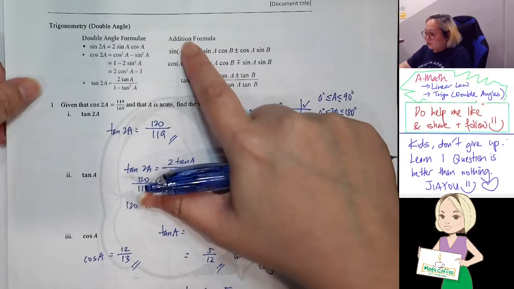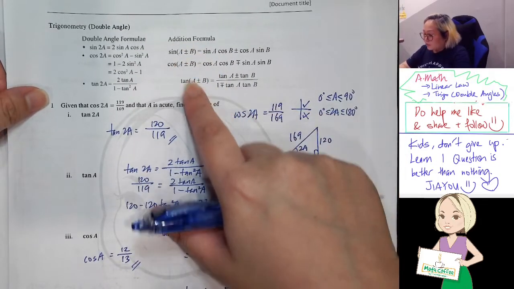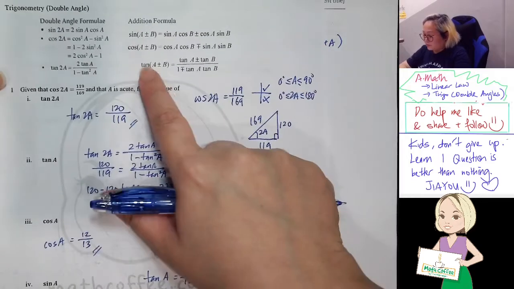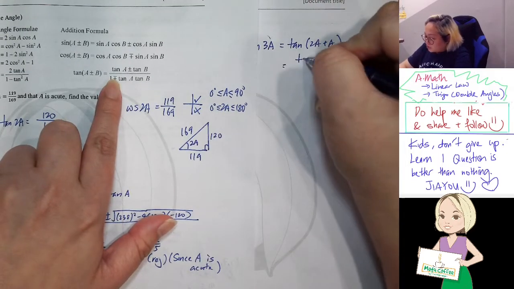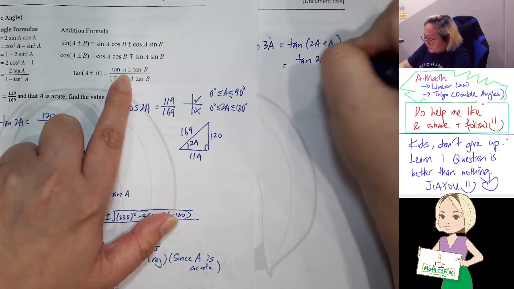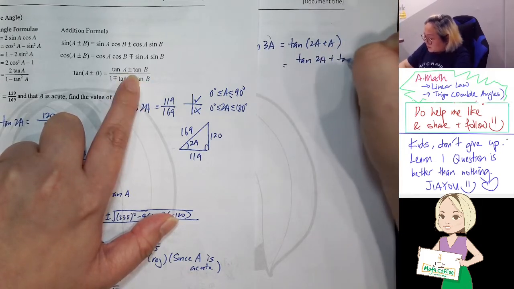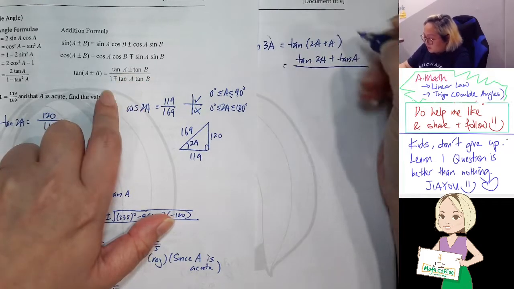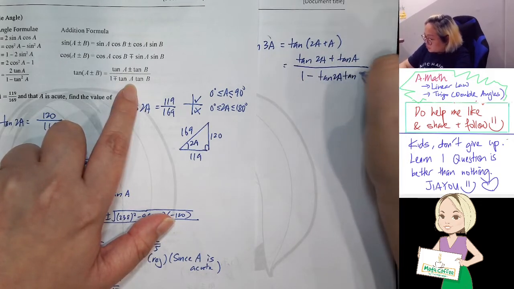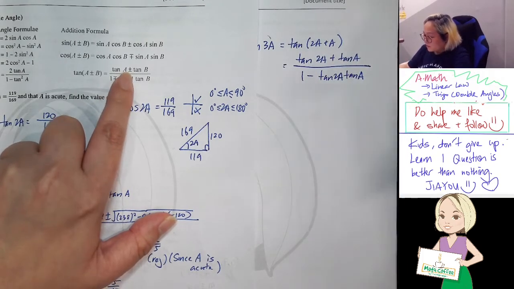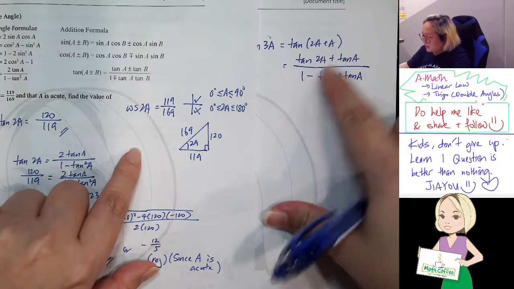Okay, so for the addition formula, I'm going to use the tangent one. It will be equal to tangent 2A plus tangent A over 1 minus tangent 2A tangent A. So you can see that this is plus, here is plus, here is minus.